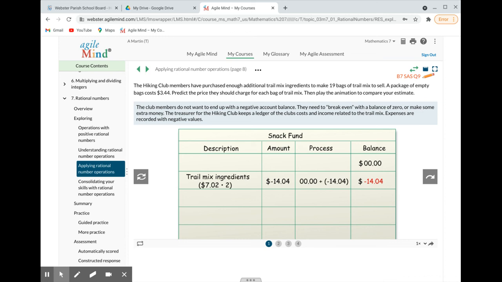So it says they have to break even with a balance of zero or make some money. So how much do they need to sell these for? They got 19 bags. So what you would need to do is take $17.50 and the 19 to figure out how much they should sell them for. Or how could you estimate it? $18 is almost how much? 20. It's almost 20. And 19 is almost what?